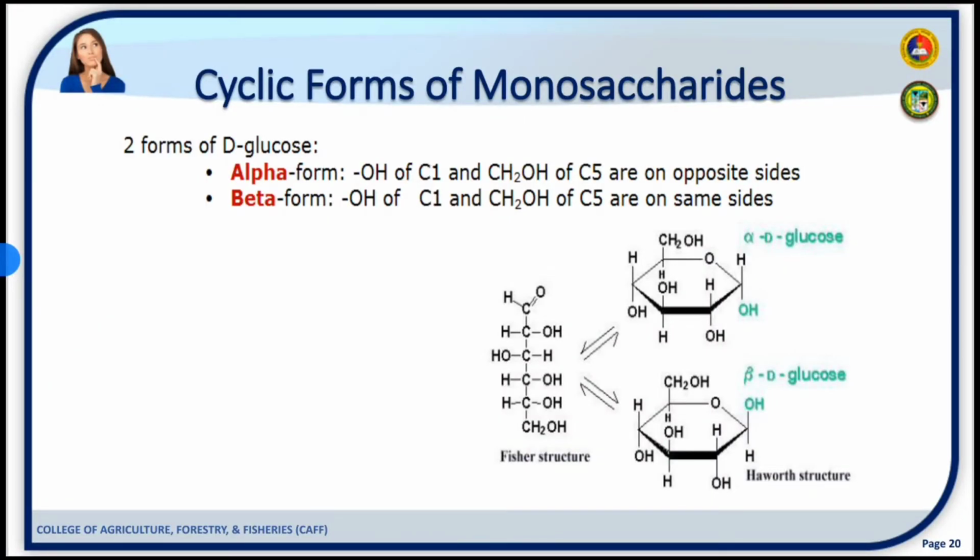Good day, biochemistry students. Today, we're going to continue our discussion, and this is part 3 of lesson 2. So, let's talk about the cyclic forms of monosaccharides and the Haworth projection formula.